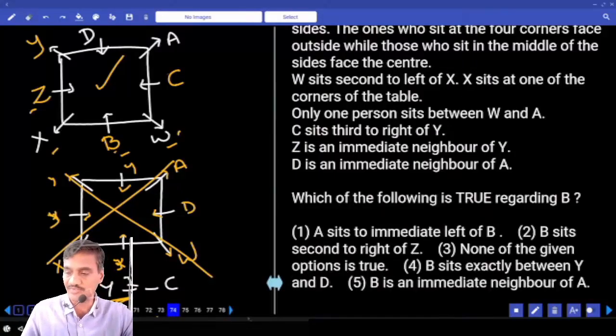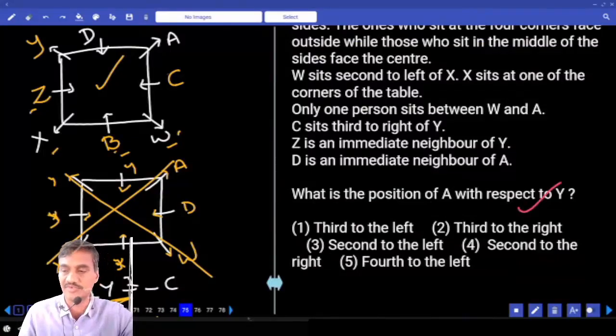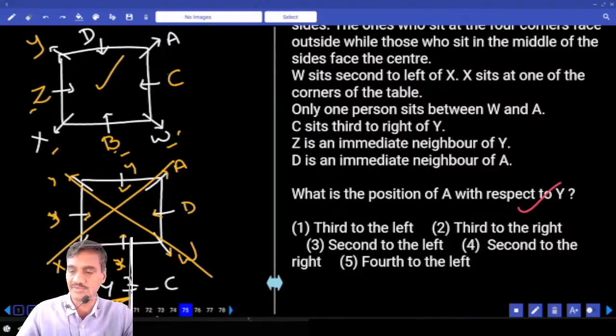Then 74, which of the following is true regarding B? A sits to the immediate left of B, that is false. B sits second to the right of Z, that is definitely true. Choice 2, question number 74. Then coming to 75, what is the position of A with respect to Y? A with respect to Y is second to the right, given in choice 4, question number 75.